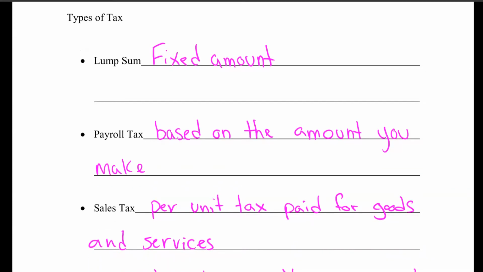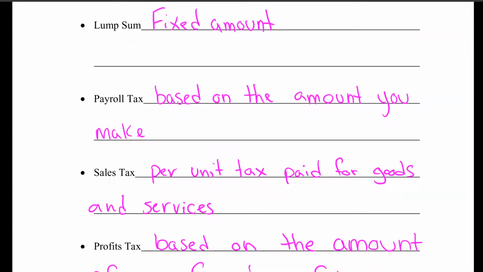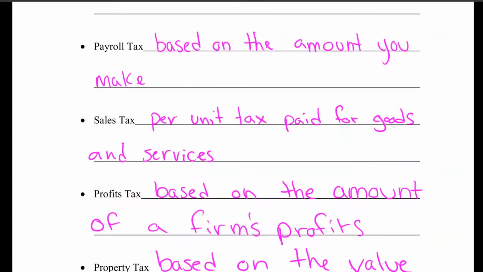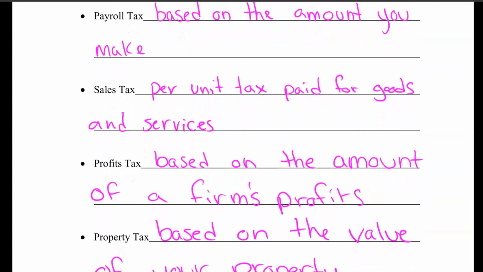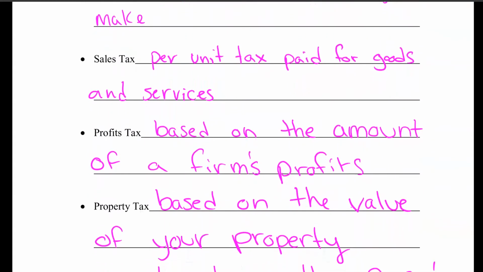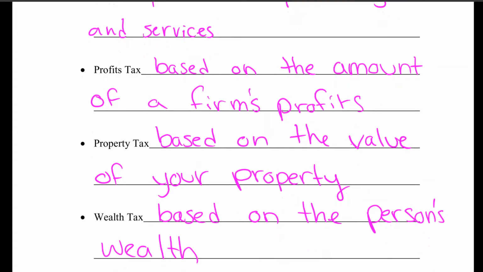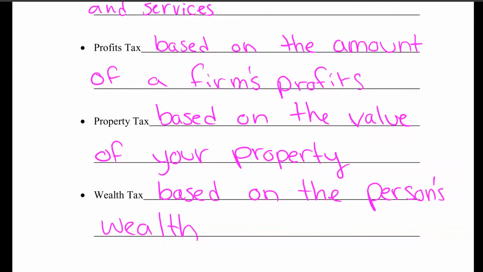Sales tax is going to be based on the amount of goods or services you purchase. Profits tax would be based on the amount a firm's profits are. Property tax is based on the value of your property, and a wealth tax is based on somebody's wealth. And wealth is different from income because income is money you're earning through employment. Wealth is just already accumulated money that you've got invested somewhere.